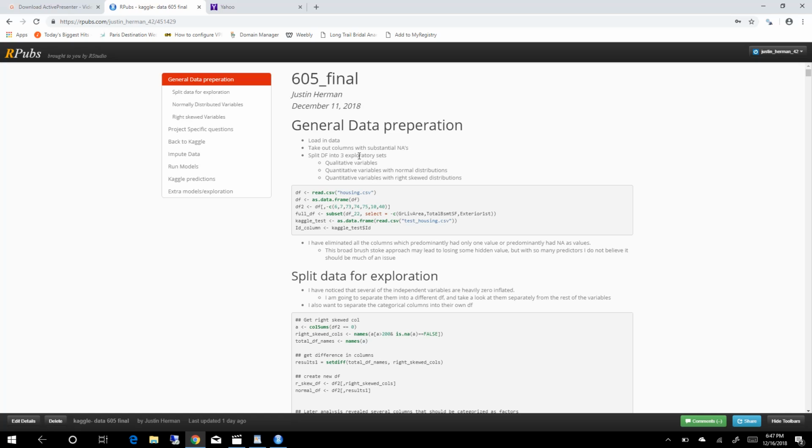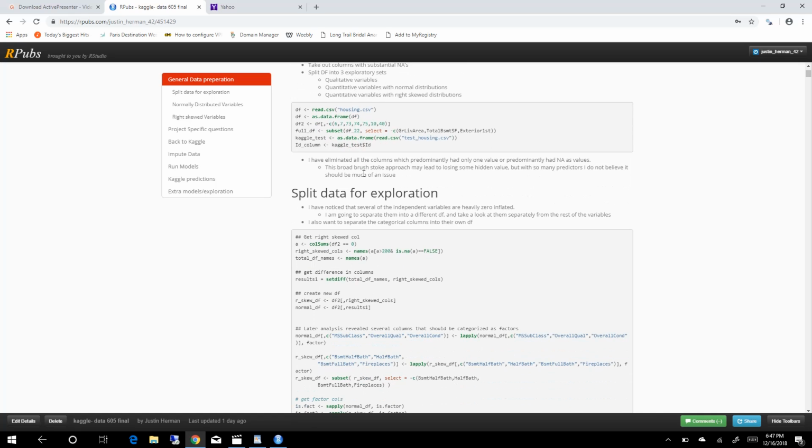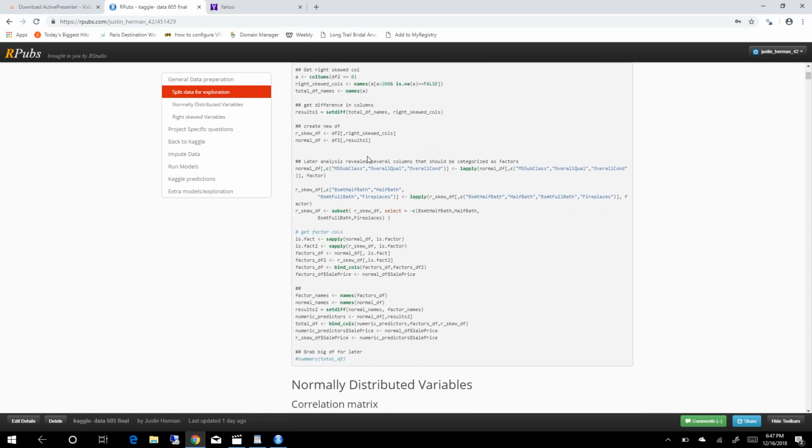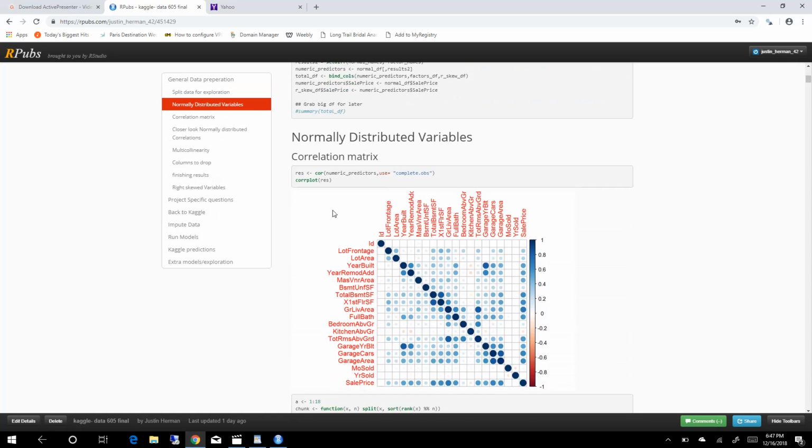When I first looked at the database, I decided that I wanted to split it up for exploration. So I split it into qualitative variables, all the factor variables, a data frame of quantitative variables that seemed normally distributed, and then a data frame of quantitative variables that seemed like they were heavily right skewed. This is the data frame that had all the normally distributed quantitative variables.